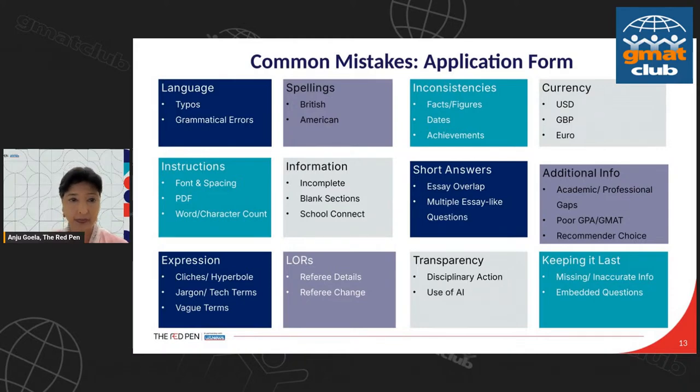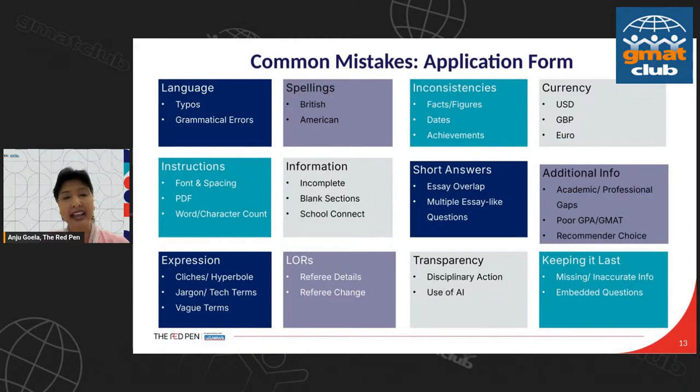Right? Word count and character count. This is where a lot of people do tend to make mistakes. And I do get a lot of questions around by how much can I exceed the word count? Honestly, keep to the word count. There's a reason they've given you a word count.